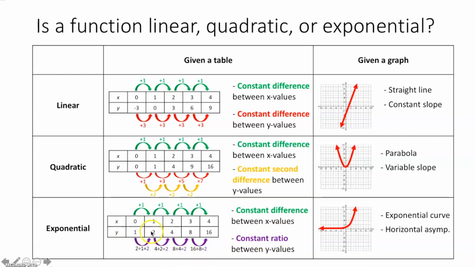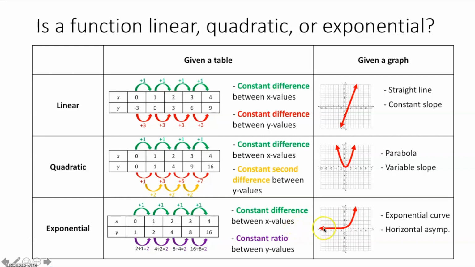So here, I go 2 divided by 1. What does that give you? 2. 4 divided by 2. What does that give you? 2. 8 divided by 4. What does that give you? 2. 16 divided by 8. What does that give you? 2. There's a constant ratio between the y values, meaning that this is going to be an exponential function. That's how you tell whether a t-table gives you an exponential function.